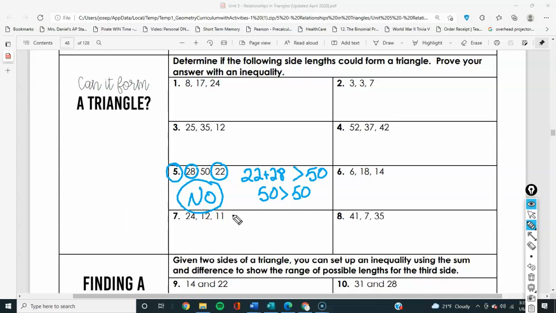So let's take a look at number 6 then, just why not? I take my two smaller sides and I add them up. And I see if it's bigger than my third side. 6 plus 14 is 20. Is 20 bigger than 18? Yep. So that's yes, that can be a triangle.